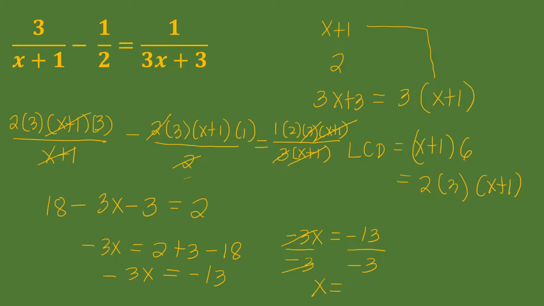So that will be the same as positive 13. Okay, let me write that one. Positive 13 over your 3. So we will have here, for this given rational equation.